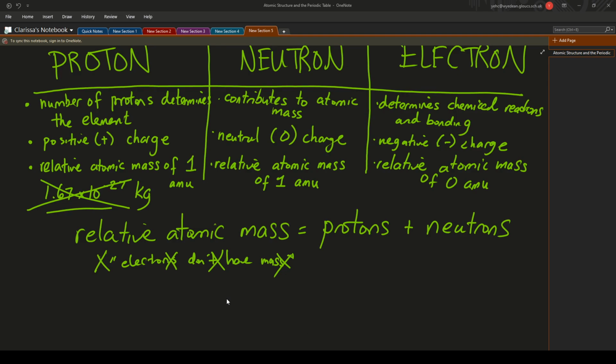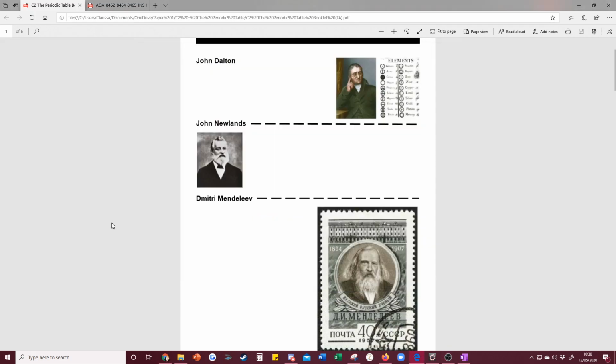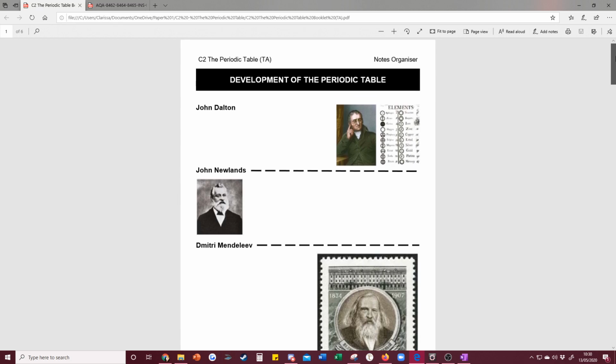Let me switch my screen over. There we go. Hopefully that works. Right. So this booklet is available on the website that I just linked earlier. Remember, there is a Word document format for it, for you to type things in, or you can use a PDF format. It's up to you which one you want to use.